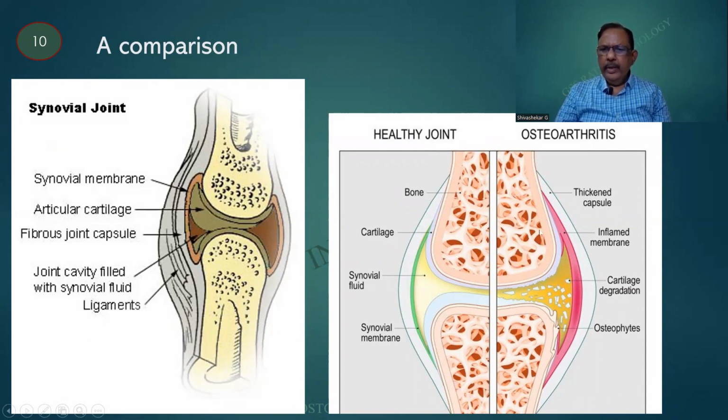membrane. Whereas on this side, in osteoarthritis, there is a thickening of the external capsule, there is an inflammation of the membrane, there is a degeneration of the cartilage with loose bodies, and sometimes there can be bony projections or osteophytes. So please do remember, it is not an inflammatory disorder, but a degenerative disorder.